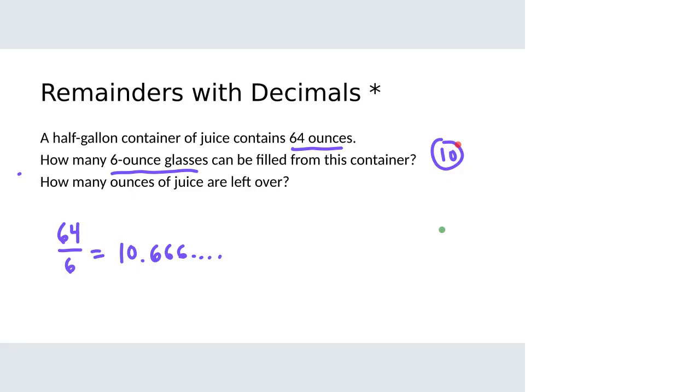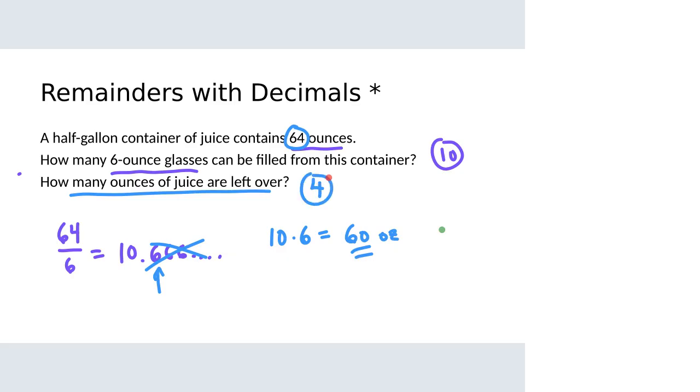And then the second part of this is the dangerous part, but nobody got tripped up. I'm thrilled. How many ounces of juice are left over? It's not uncommon for students to just look at this remainder over here and say, well, there must be 6 ounces left over. But we know we're going to disregard that. This is kind of like converting numbers between bases and all these we've seen before. We're throwing that out and we're going to say, okay, wait a minute. If I fill 10 6-ounce juices, that's 60 ounces. There were 64 when I started. I've used 60, so there are 4 ounces left over.